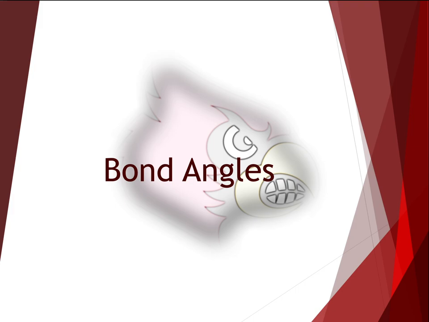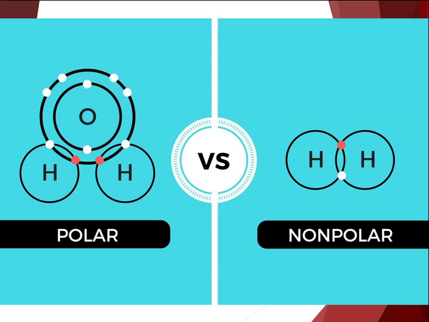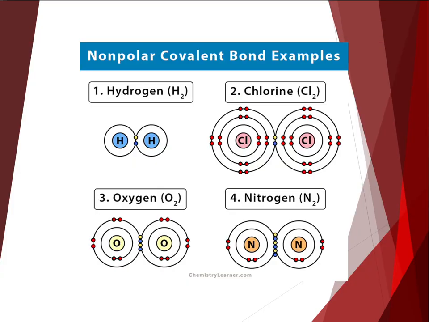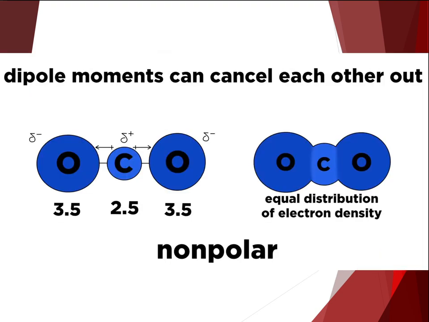Our next main idea, bond angles. Combining Lewis structures with VSEPR theory, we can determine the bond angles and geometry of a molecule. We can also use this information to tell whether it is a polar molecule or a nonpolar molecule. In general, there are three situations to consider. One, a molecule can be nonpolar because it has all nonpolar bonds.